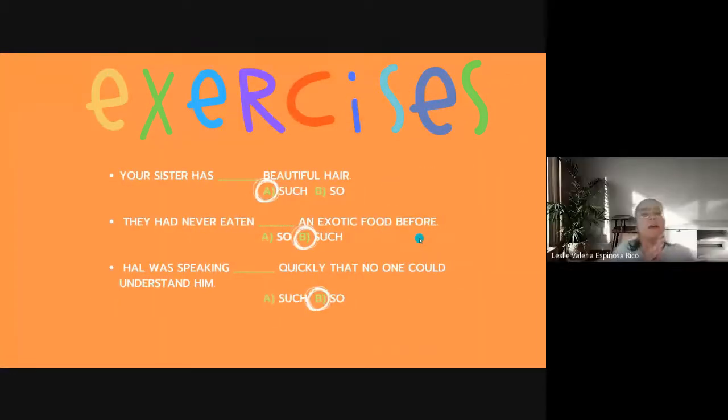The exercise we will do today: the first one is A, your sister has such beautiful hair. The next one is B, they had never eaten such an exotic food before. And the last one, the third one, is Hal was speaking so quickly that no one could understand him.